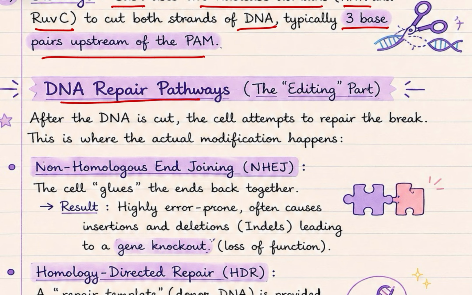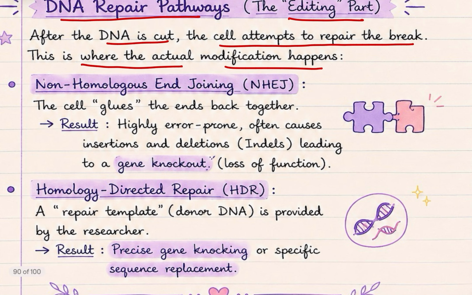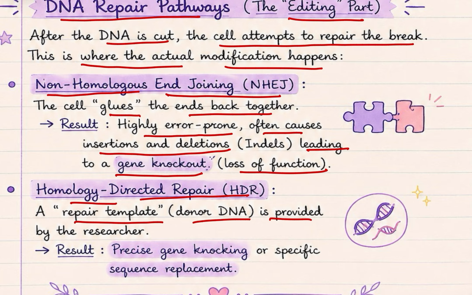Next, DNA repair pathway, the editing part. After the DNA is cut, the cell attempts to repair the break. This is where the actual modification happens. So first one is non-homologous end joining. The cell glues the ends back together, which is highly error prone and often causes insertions and deletions, leading to gene knockout or loss of function. Second is homology directed repair. A repair template or donor DNA is provided by the researcher. So we are using it for this purpose.